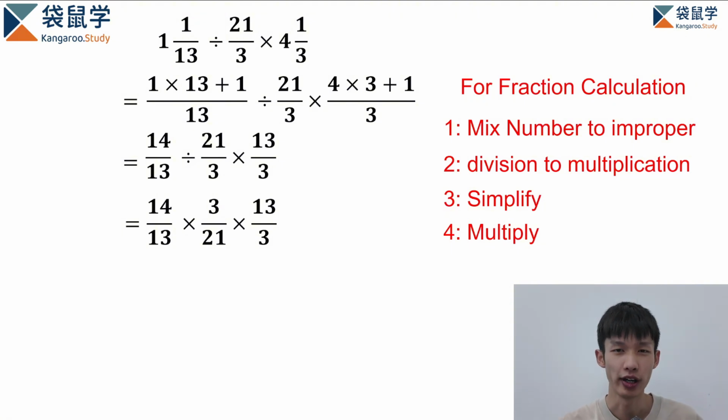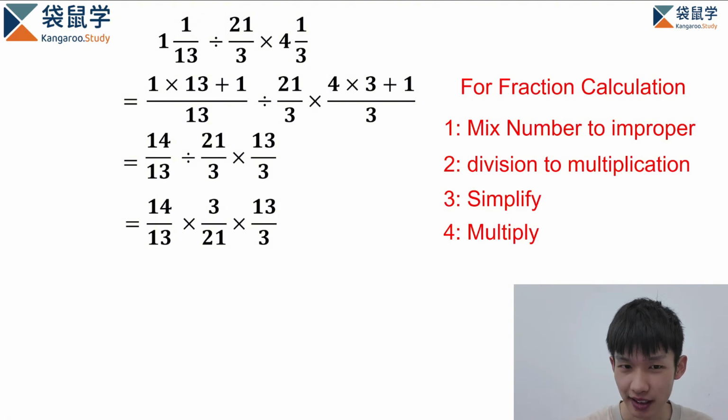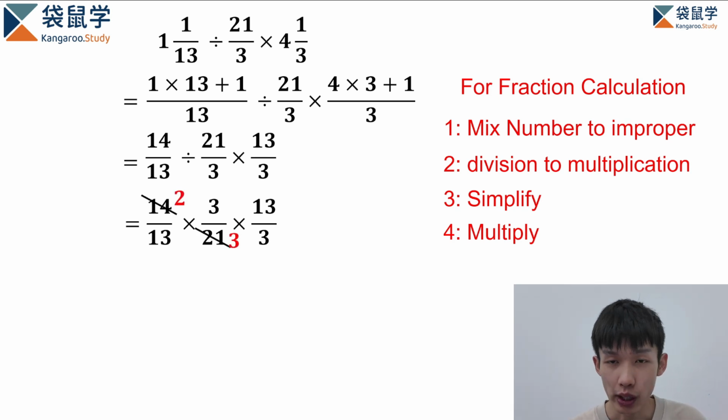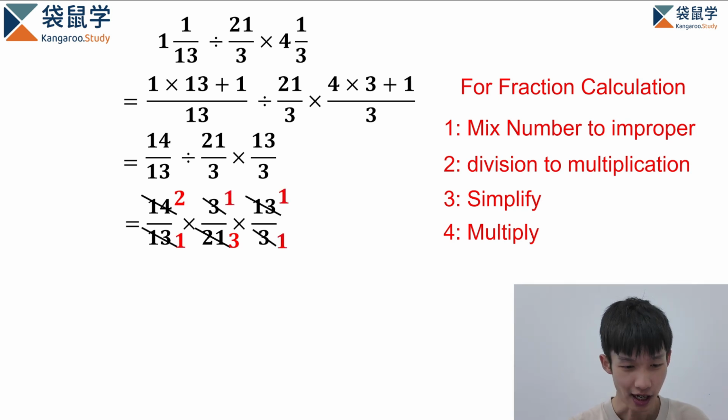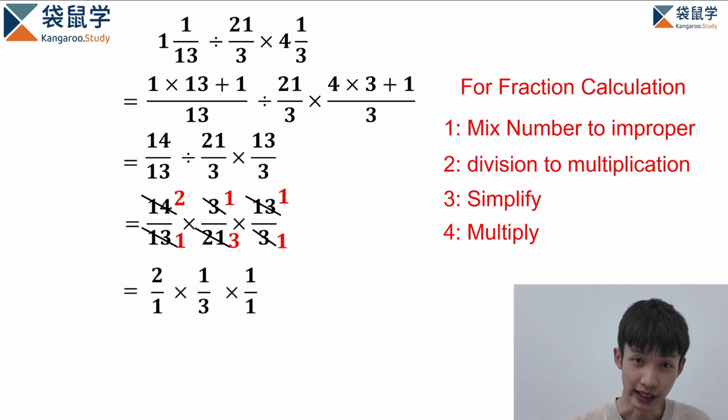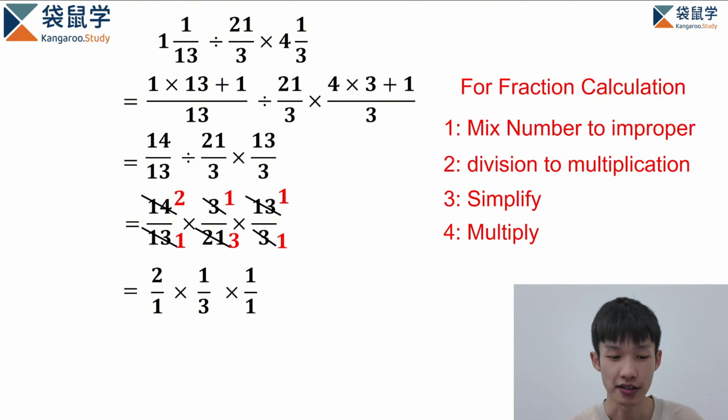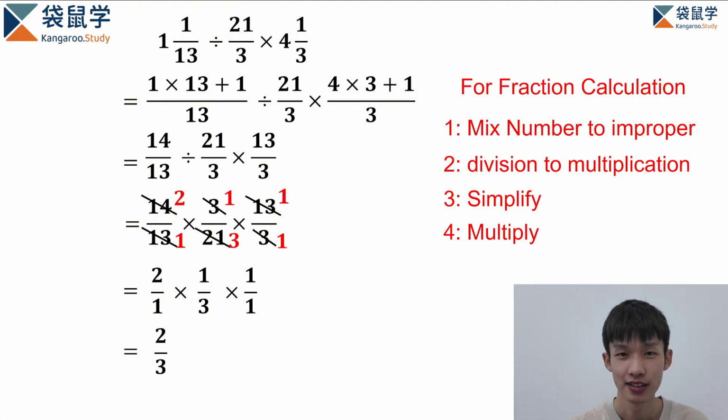Next stage, what is it? Simplify. Yes, what can be simplified? We can simplify 14 and 21 with 7, we get 2 and 3. And then 13 and 13, 3 and 3. After we cancel all of it, very satisfying, the numerator is just 2, and the denominator is just 3. So the answer is 2 over 3. So problem solved. By following the four stages, we can calculate this very fast.